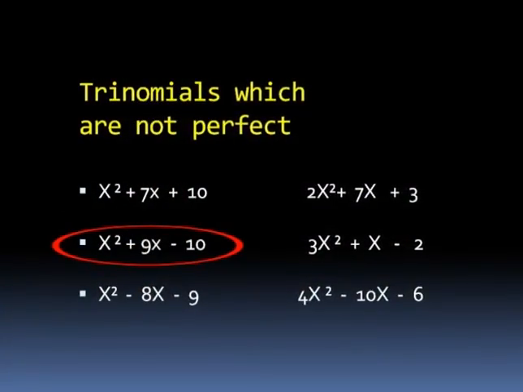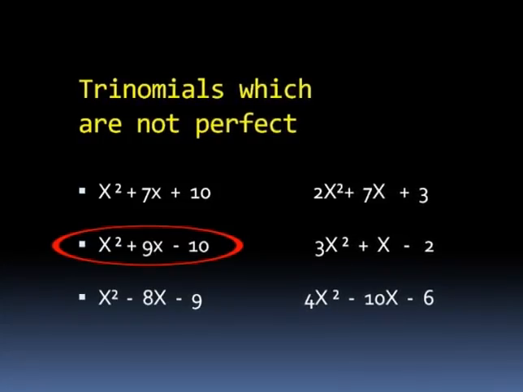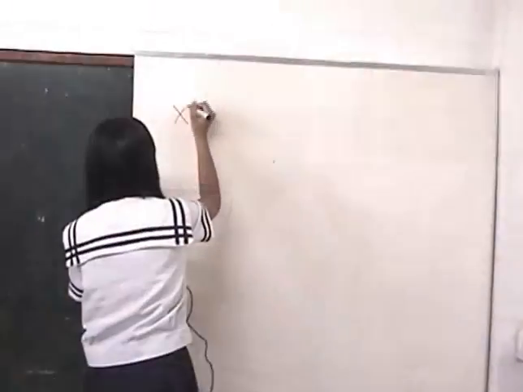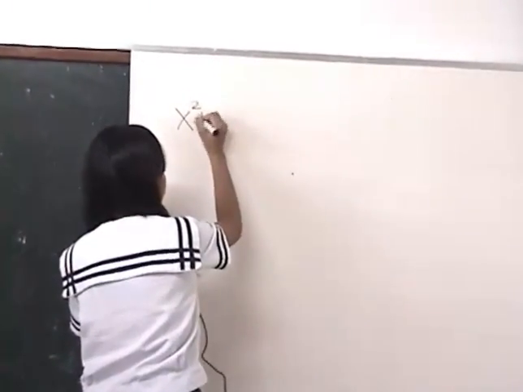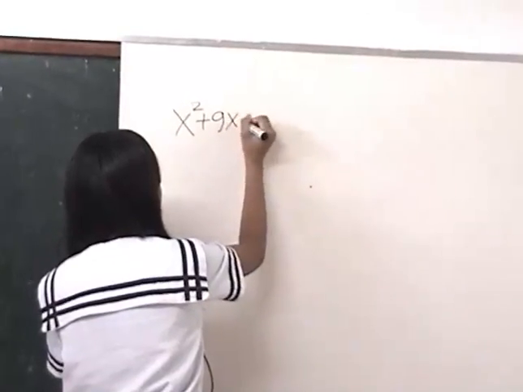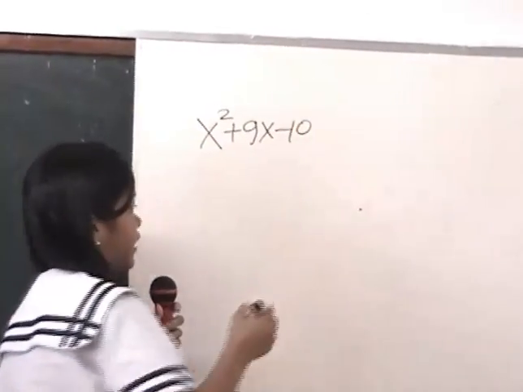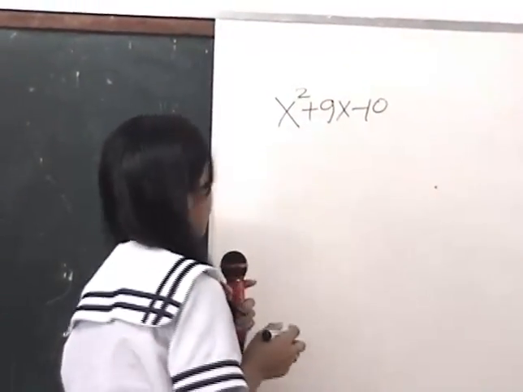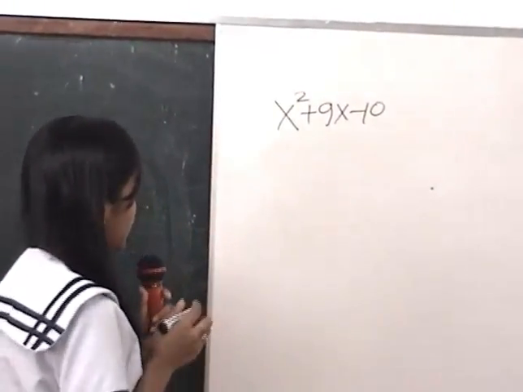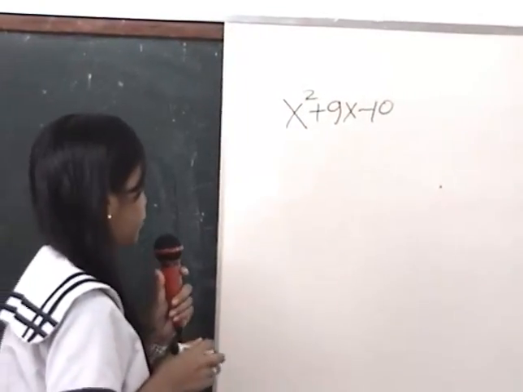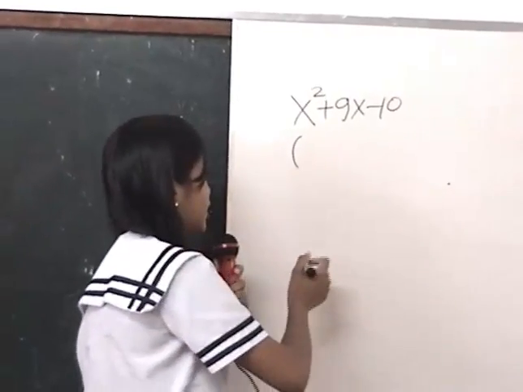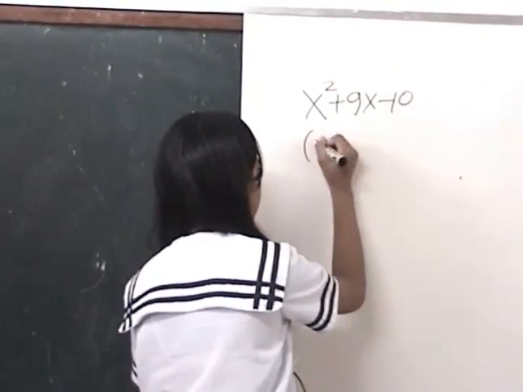So let us now try the second example. Anybody who wants to try this one? Miss Alilan? X squared plus 9x minus 10 is a trinomial which is not a perfect square. But we can factor this by getting the factor of x squared. The factor of x squared is x times x.